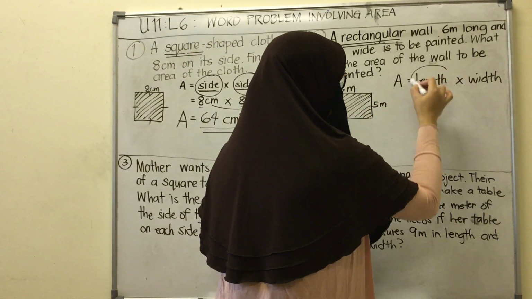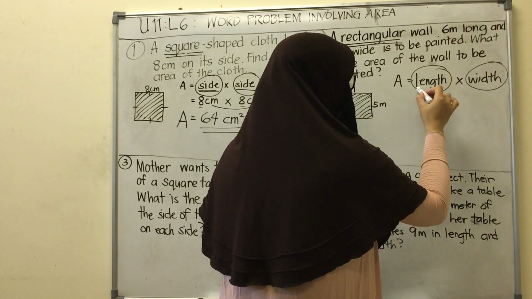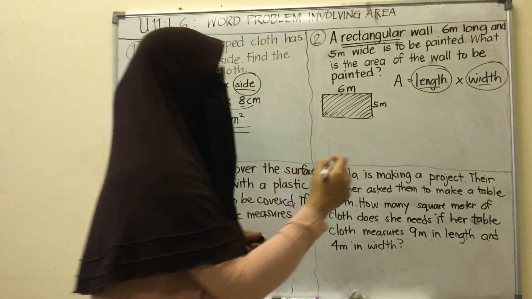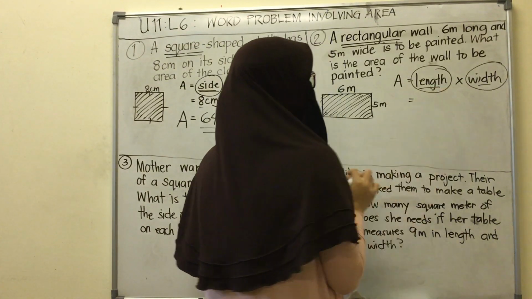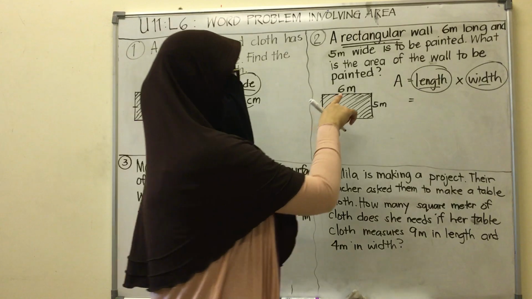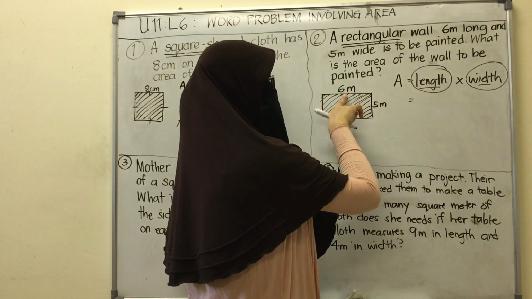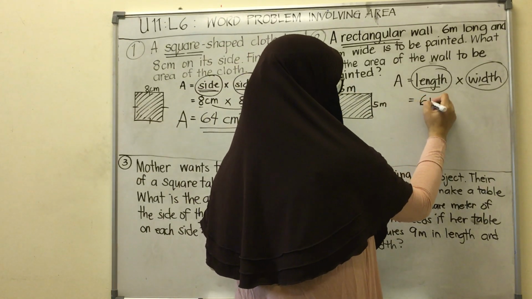While in a rectangle, the dimensions are different, so we name them length and width. Now let us substitute the value of the length. So what is the length? Length is 6 meters. Length means the long. So the length is 6 meters.